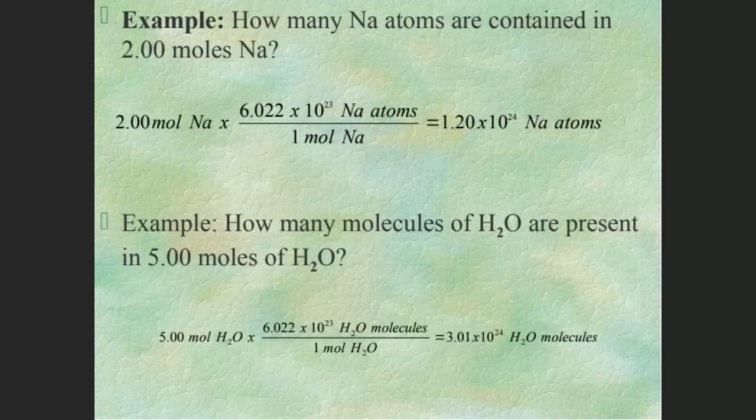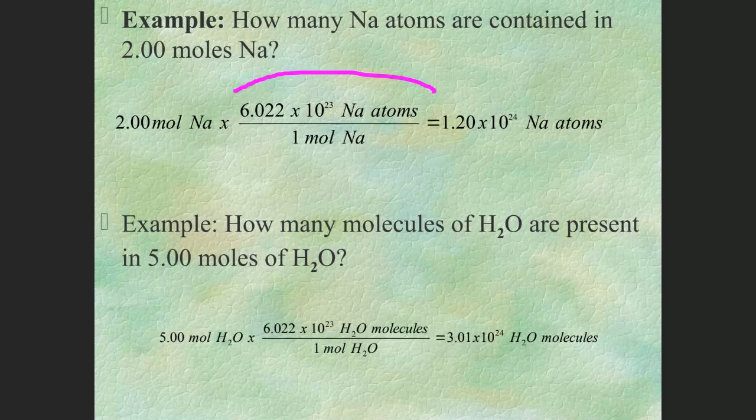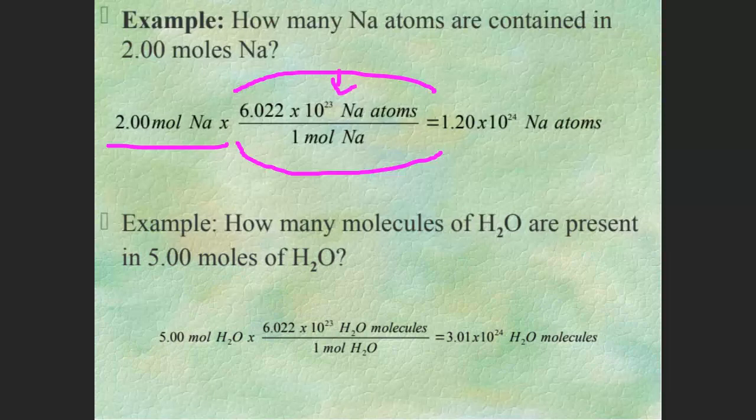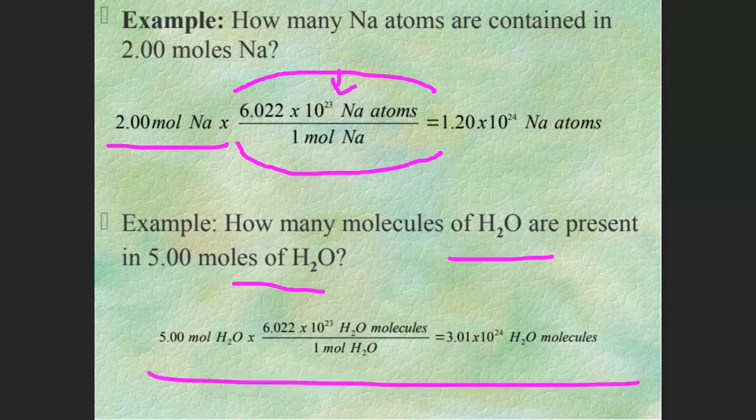Let's see one more example. How many sodium atoms are contained in 2 moles of sodium? We know that 1 mole contains this, so for 2 you just need to multiply by 2. If you need to calculate atoms, the number of atoms goes on top. How many atoms or molecules? We know that this is the Avogadro number for 1 mole of the same atom or molecule. And how many molecules of water are present in 5 moles? Same calculation, do the practice.